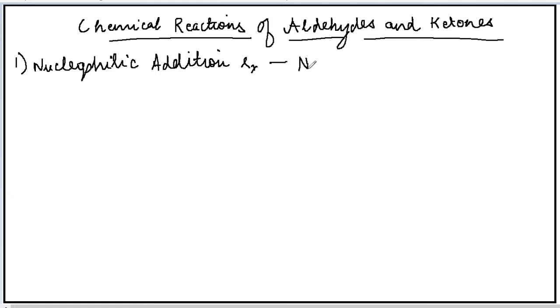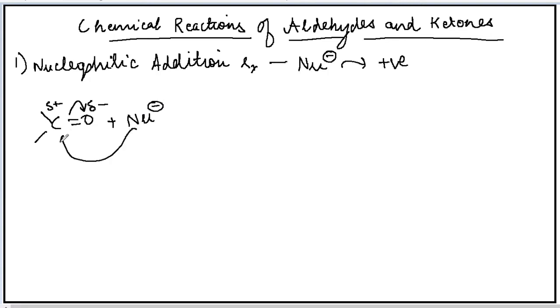Nucleophile means those species which are negatively charged and will get attracted towards a positive charge. Now this reaction is given by both aldehydes and ketones. So let's say this is the carbonyl compound; it can either be an aldehyde or a ketone. This oxygen is electronegative, so it will withdraw the electrons and acquire a slight negative charge, and the carbon will acquire a slight positive charge. So when the nucleophilic addition reaction takes place, the nucleophile will attack this carbon.